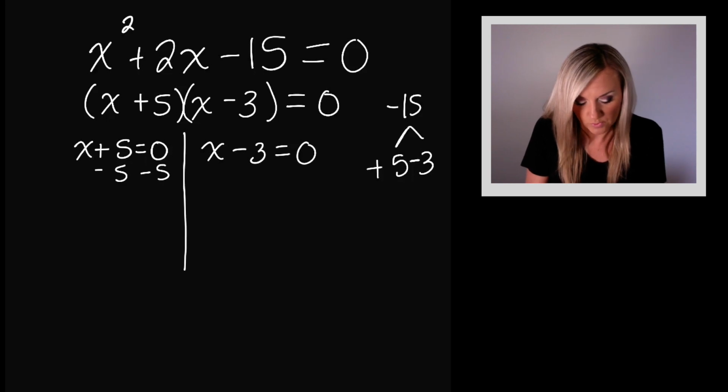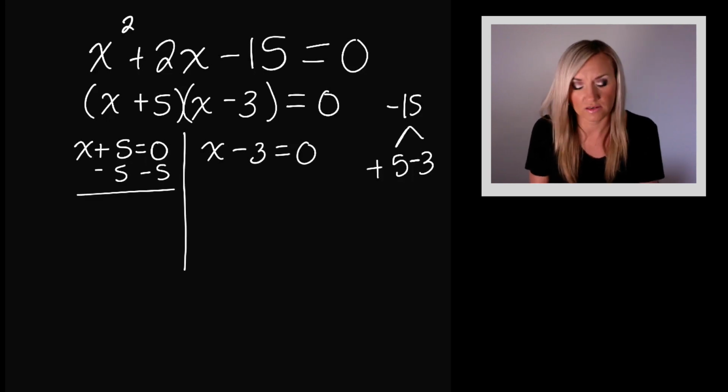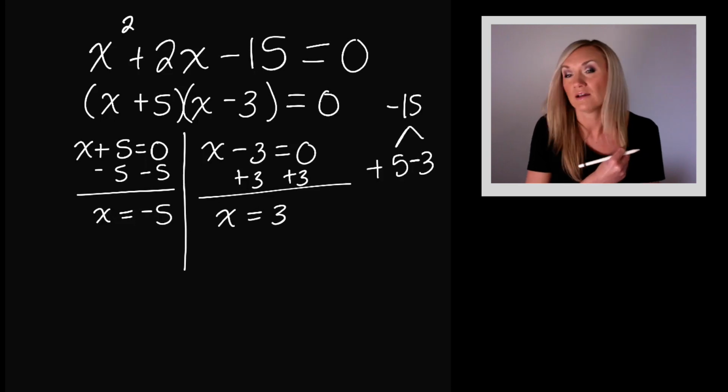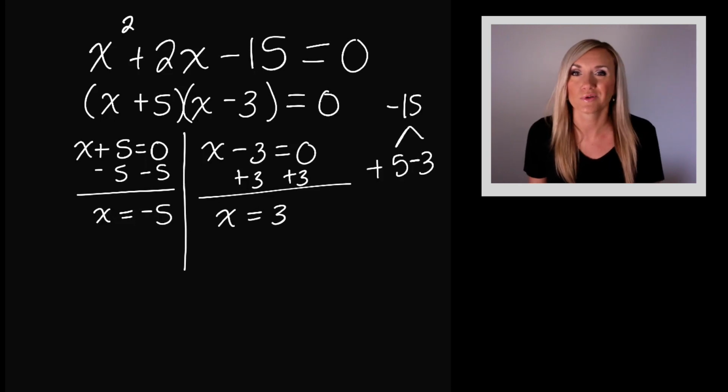So for the first equation, we subtract 5 from either side of the equation and get x is negative 5, and then we add 3 to the other side, and x is 3. That's awesome. What does it mean?